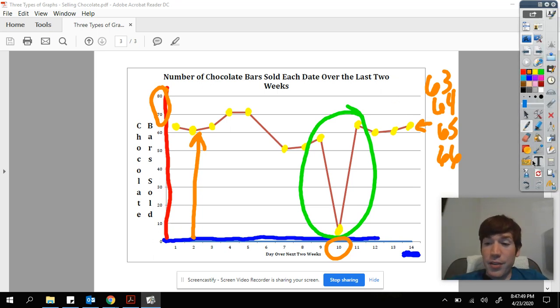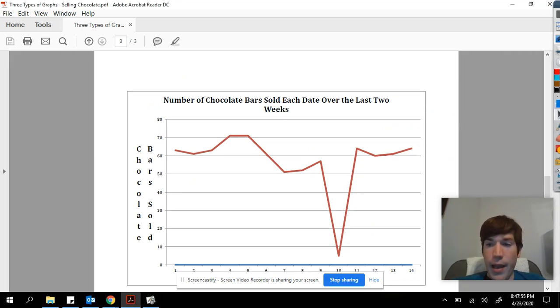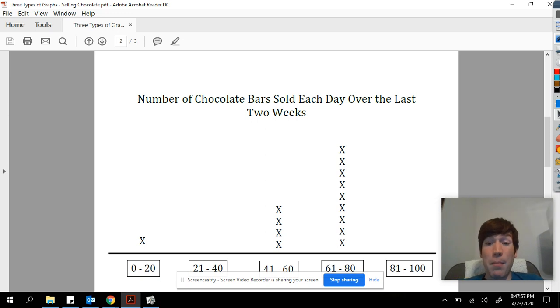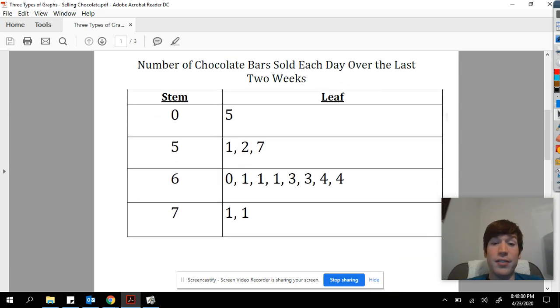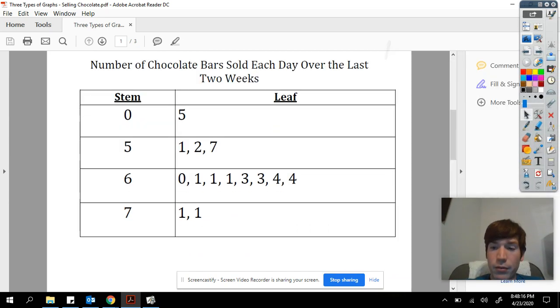So just as one quick review, we have our line graph, we have our line plot, and we have our stem and leaf. All three of these are representing the same data. They're doing it in three different ways. One last thing I do want to point out about the line plot really fast.